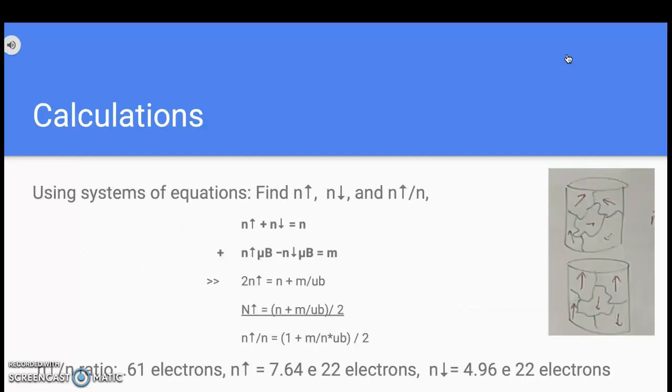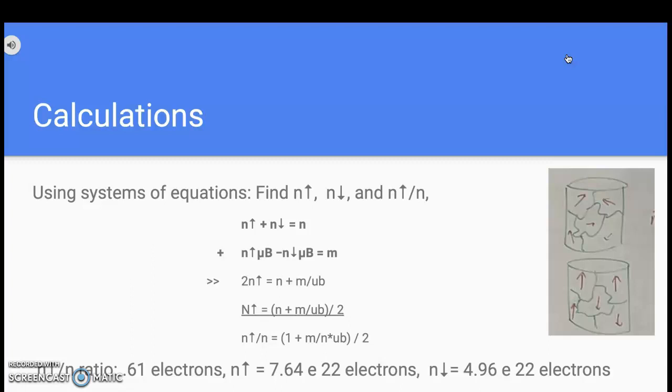Okay, so for those formulas that we talked about earlier, we're going to use a system of equations, which you might have seen in algebra class, to find the number of dipoles spinning up, spinning down, and then the ratio of spinning up to the total number of electrons. We have those two formulas here: N spin up plus N spin down equals N, and N spin up times mu B minus N spin down times mu B, from the other slide from earlier, equals M, right?